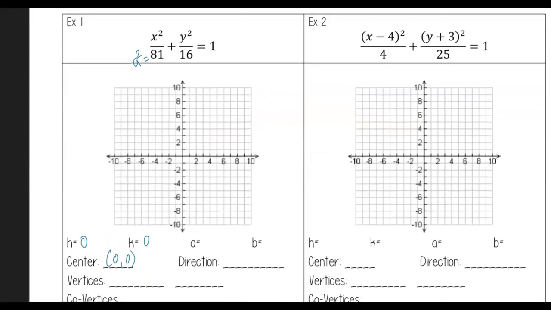So in order to get our A value, we don't just write down 81. To get our A value, we have to square root 81. So the square root of 81 is 9. What do you think our B value is? Yes. Our B value is 4 because the other denominator is 16. So that's what B squared is equal to. So the B value is the square root of 16, or 4.